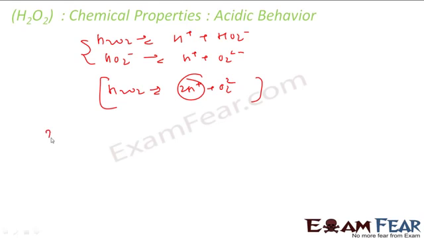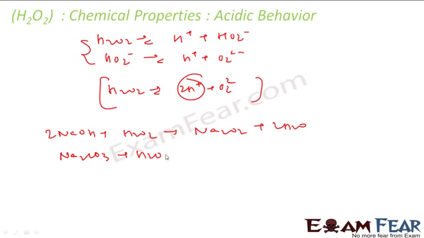If you want to see the reaction, you can see that sodium hydroxide reacts with H2O2 and gives you Na2O2 plus water. Same thing, sodium carbonate also reacts with H2O2, and it will give you Na2O2 plus H2O plus CO2. So it is acidic in nature.